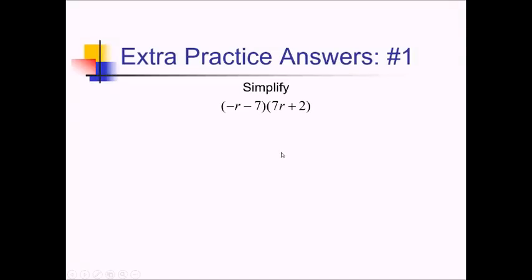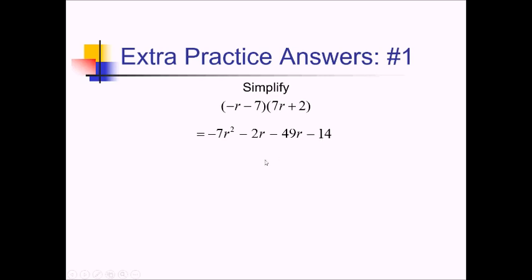To simplify in this one, we have to multiply these parentheses together. So we're going to have to distribute everything in the first parentheses to everything in the second. So we've got negative r times 7r. That's going to be negative 7r squared. And then negative r times 2, that's negative 2r. Next, we distribute the negative 7 to the second parentheses. So we have negative 7 times 7r, that's negative 49r. And then negative 7 times 2 gives us negative 14.